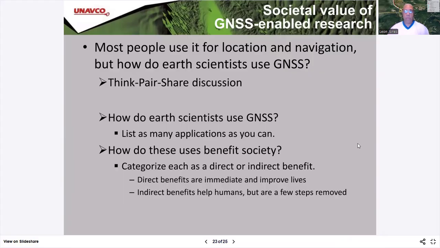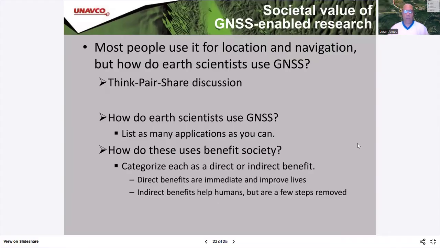Again, most people use it for location and navigation, but how do Earth scientists use GNSS? Think, pair, share, discussion. Again, how do Earth scientists use GNSS? List as many applications as they can. How do these uses benefit society?